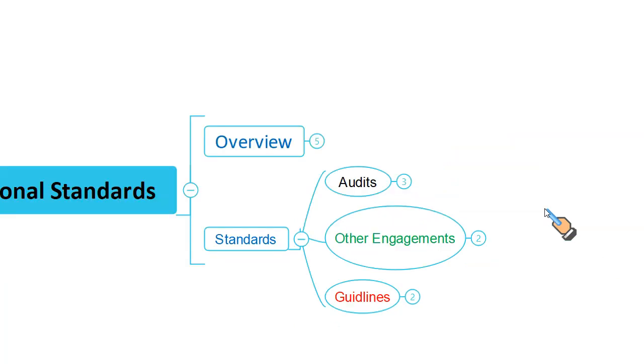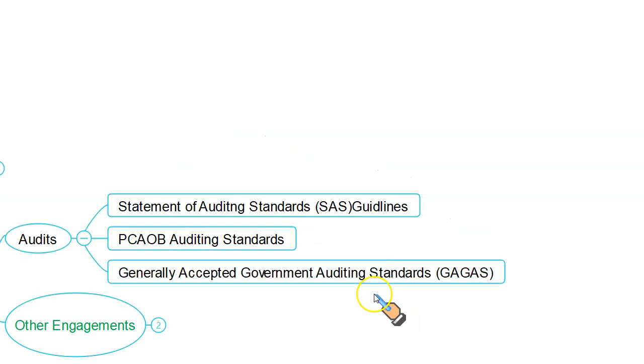So your standards or guidelines have been segregated into three classifications: those involving audits, those relating to other engagements, and guidelines. Let us discuss these one by one. Standards relating to audits. First, Statement on Auditing Standards, also called SAS. They are specifically issued by the American Institute of Certified Public Accountants, AICPA. These standards are applicable to non-issuers, called private companies, those companies that haven't got their stock listed.